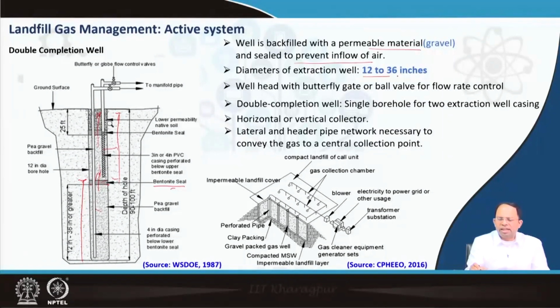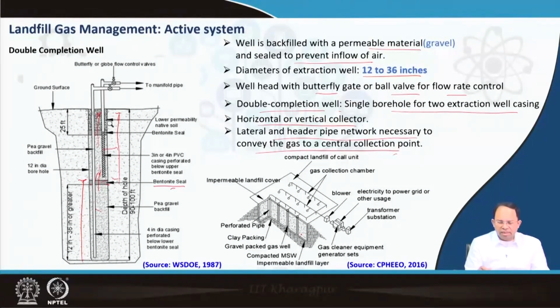Diameters of extraction wells range from 12 to 36 inches. The well head has a butterfly valve or a ball valve so that we can control the flow rate of gas. And in a double completion well, a single borehole for two extraction well casings can be utilized. So we can use the single well for these two pipes. It could have a horizontal or a vertical collector network of pipelines, lateral and header pipe network necessary to convey the gas to a central collection point.